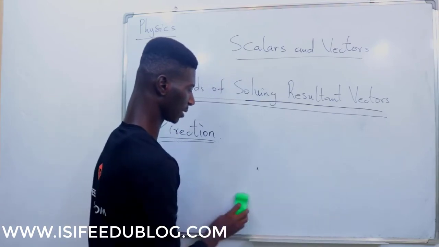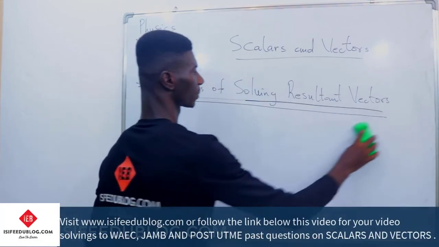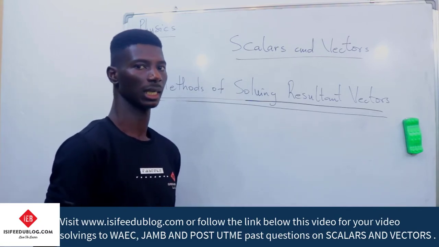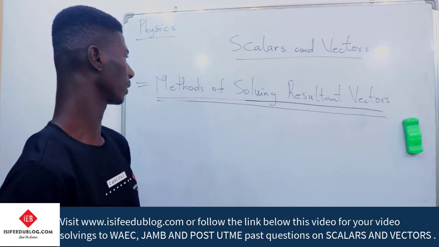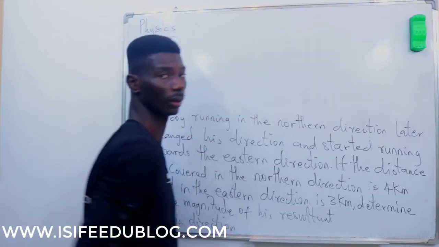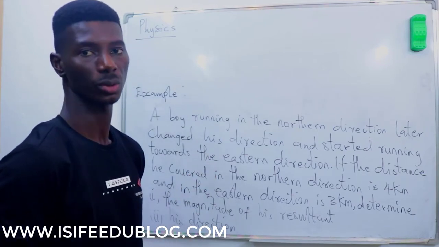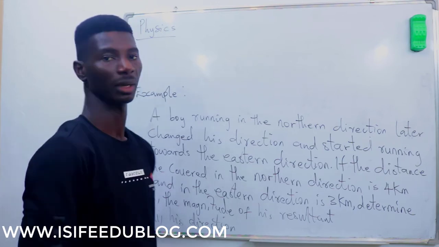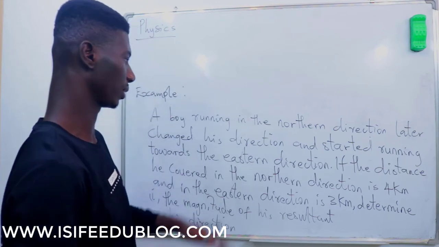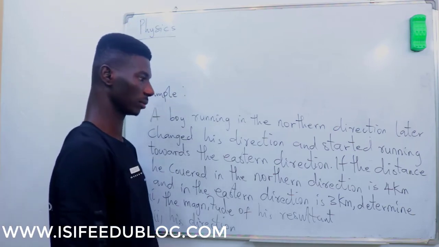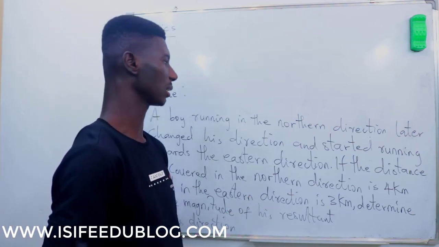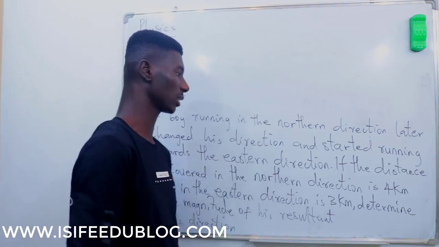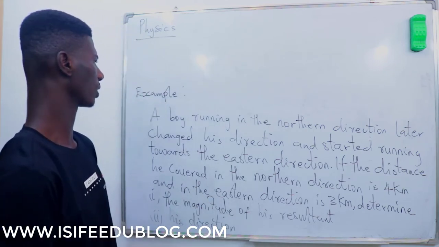Okay, with that being said, let's dive into questions. We are going to use one question to explain how and when to apply the Pythagoras theorem method of solving resultant vectors. For more questions, go to the exercises section. You can click on it and get more questions concerning this. Okay, now let's solve the question and see.